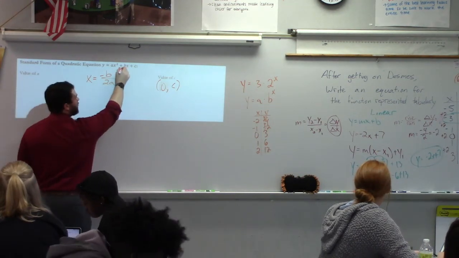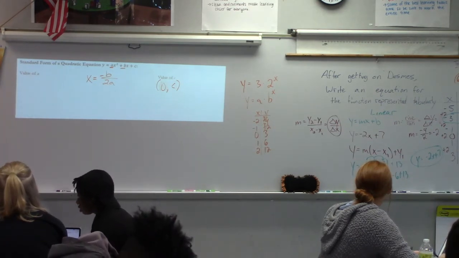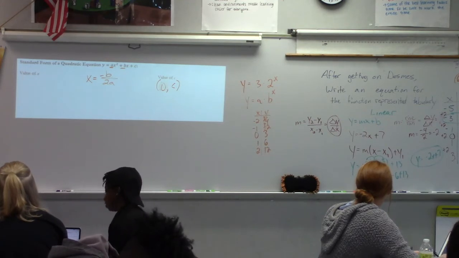If you take the opposite of b and divide it by 2a, that always gives you the x value of the vertex. And you would have to substitute it into the equation to get the y value. Right? So that's a good point.